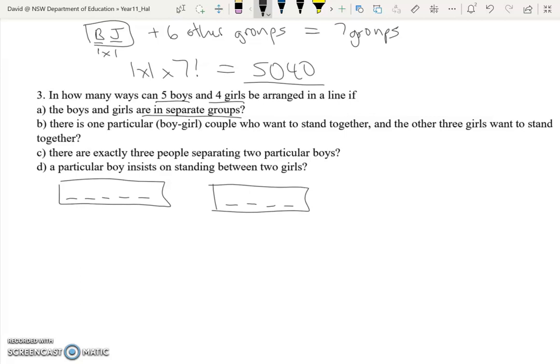So how many ways can the boys rearrange themselves? 5 factorial ways. 5 boys, 5 spots, 5 factorial ways. What about the girls? 4 girls, 4 spots. So that's going to be 4 factorial ways. And then we can also rearrange the groups. There are 2 groups, so the groups can be arranged in 2 factorial ways. So that's how you do the first one. 5760.